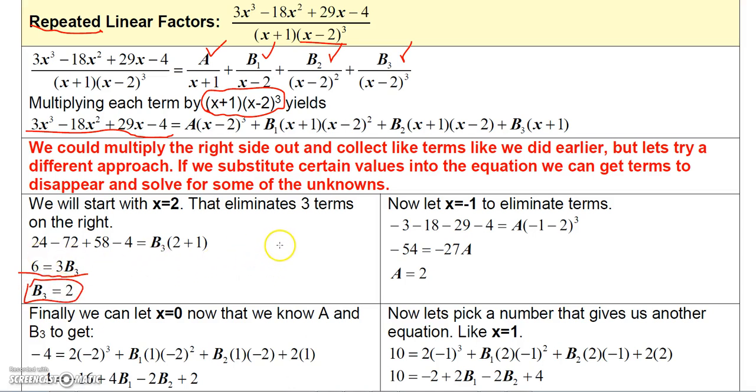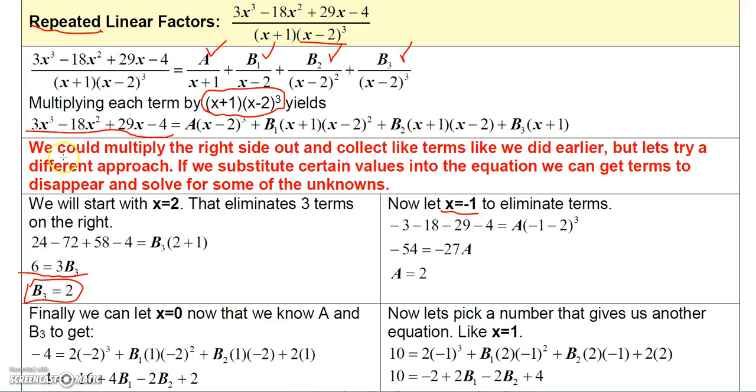All right. Now, another good number to choose, since I have an x plus 1 that shows up in 3 of these terms, I could let x be -1 because that would make this term and this term disappear. So let's see what happens if I let x be -1.